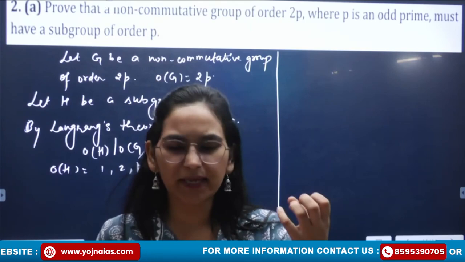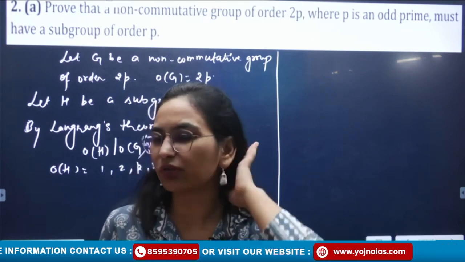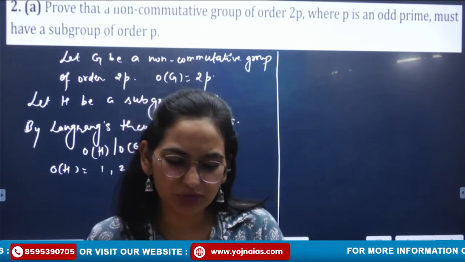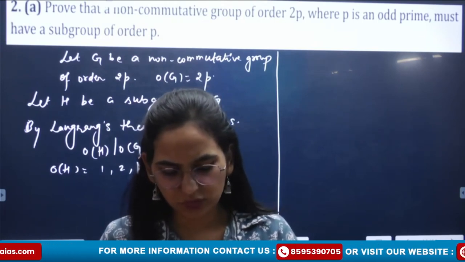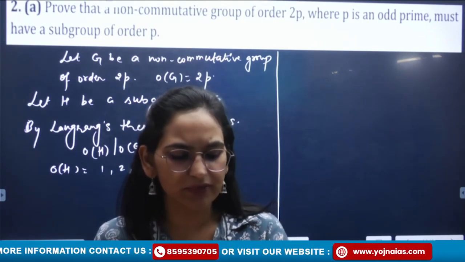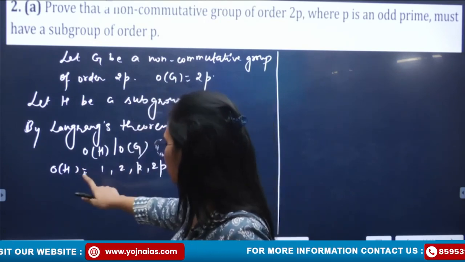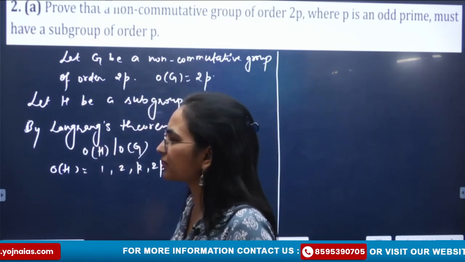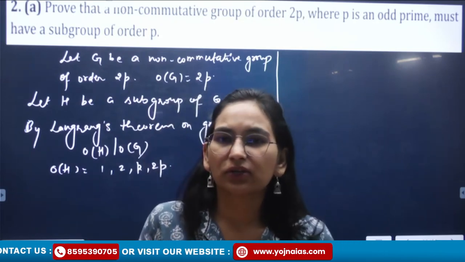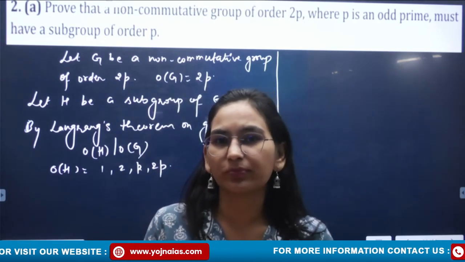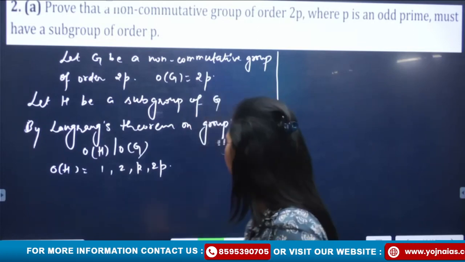So we have to show that there is a guarantee, or there is the necessity, that one of the subgroups would be of order p. How would you show that? We will use Lagrange's theorem definitely, but first we will use a result: if you have an element of order p, or say l, whatever it is, then there is a guarantee of existence of a group which is generated by that element and has order equal to the order of the element. Let me write what I am saying.